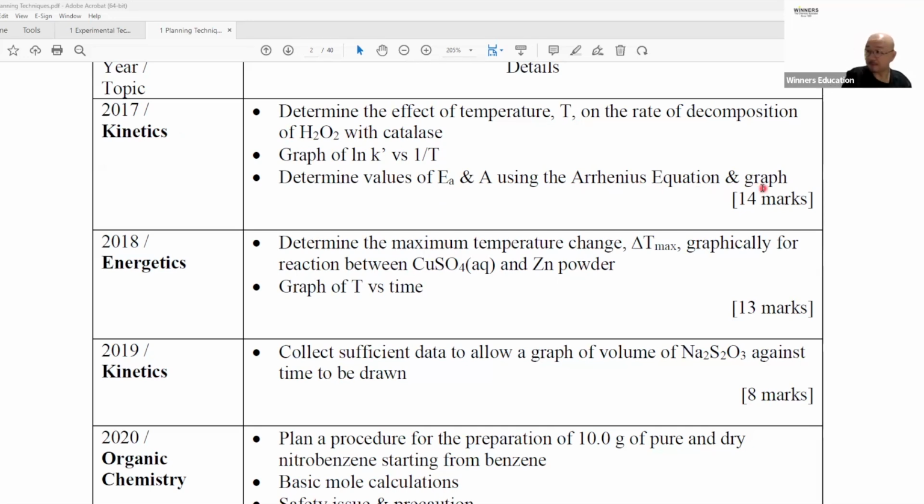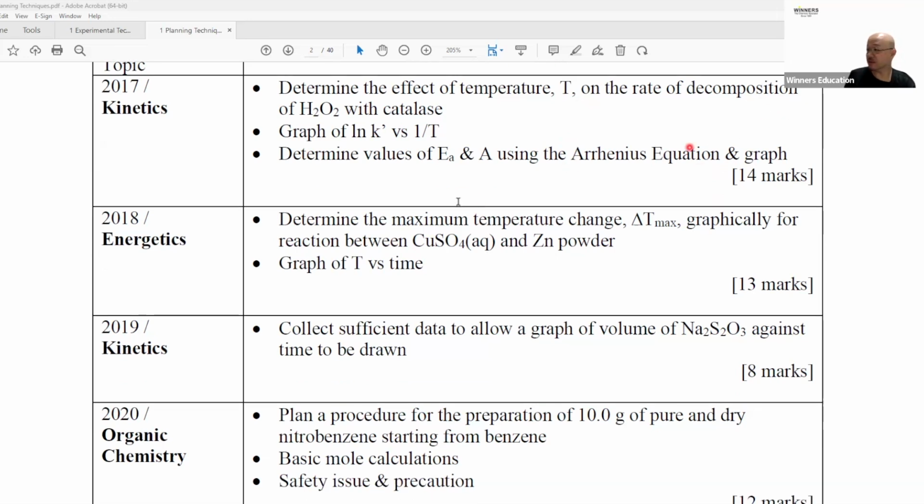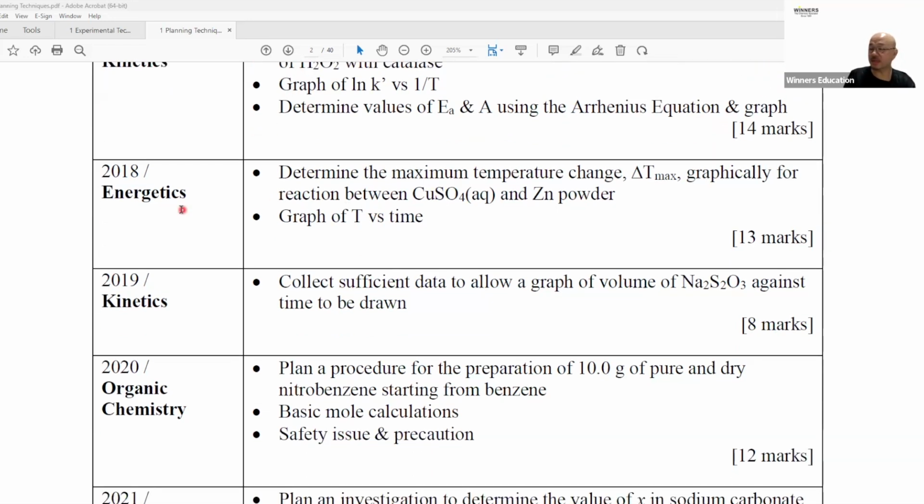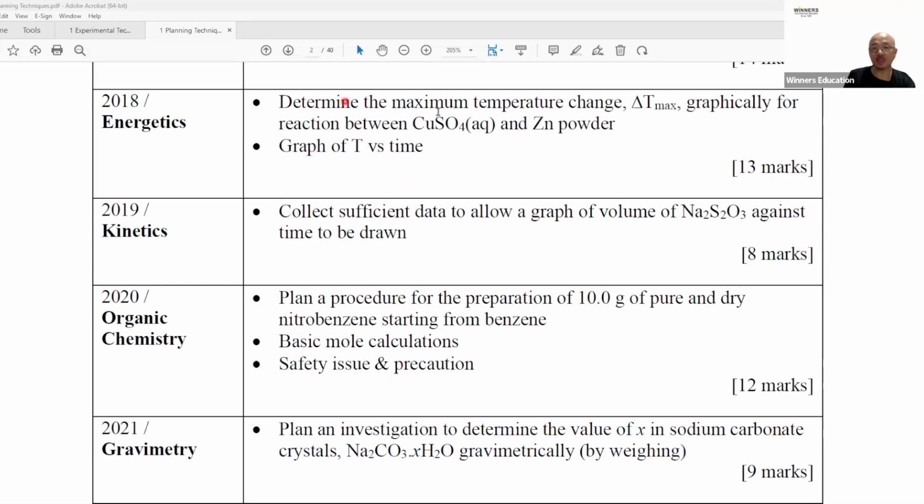Was it tough? Tough. Kinetics is always tough. I'll just run through them here first. 2018, energetics. Determine the maximum temperature change, delta T max, graphically for the reaction between copper(II) sulfate and zinc powder. So what is this? This is a metal displacement reaction. It's a chemical reaction, there's bond breaking, bond forming, whatnot. So there's energy transfer, and apparently it's exothermic. So they ask you to determine the maximum temperature change.